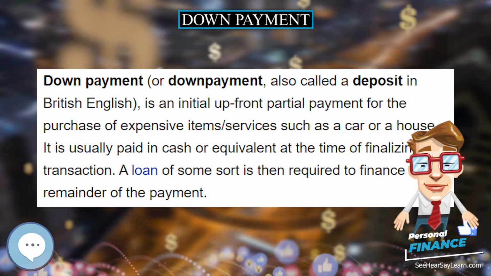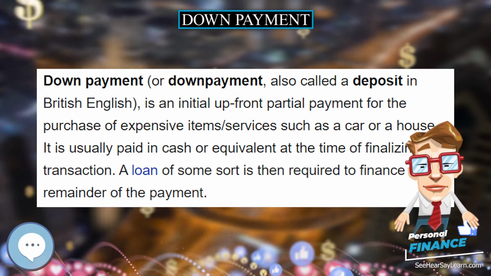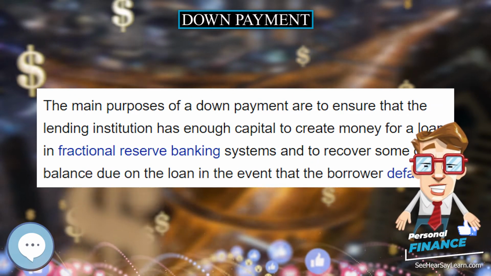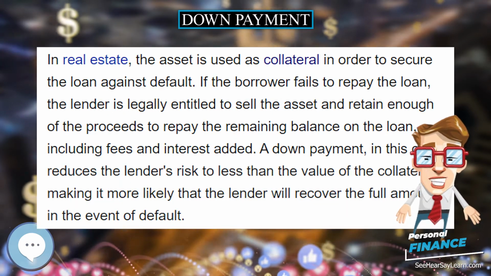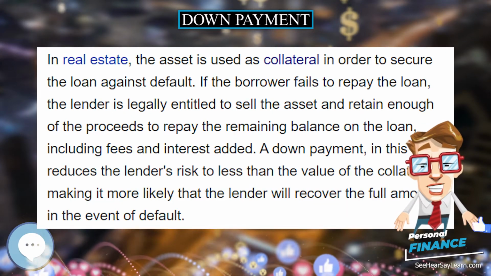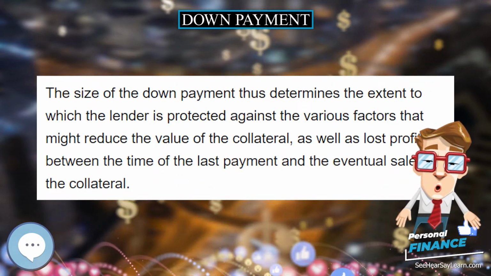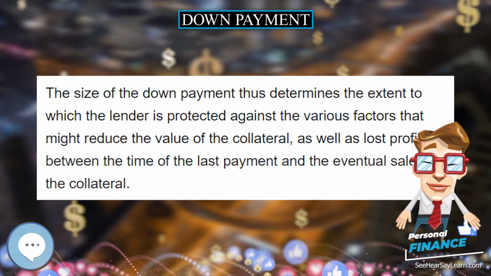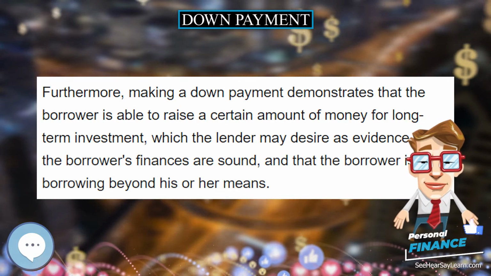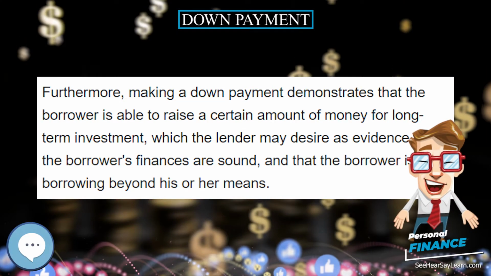Down payment. A down payment, also called a deposit in British English, is an initial upfront partial payment for the purchase of expensive items or services such as a car or a house. It is usually paid in cash or equivalent at the time of finalizing the transaction. A loan of some sort is then required to finance the remainder of the payment.